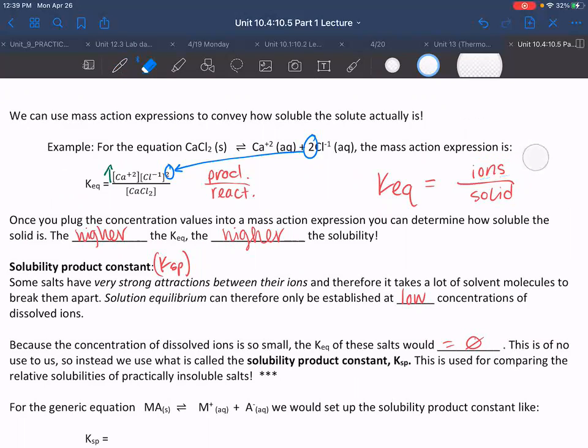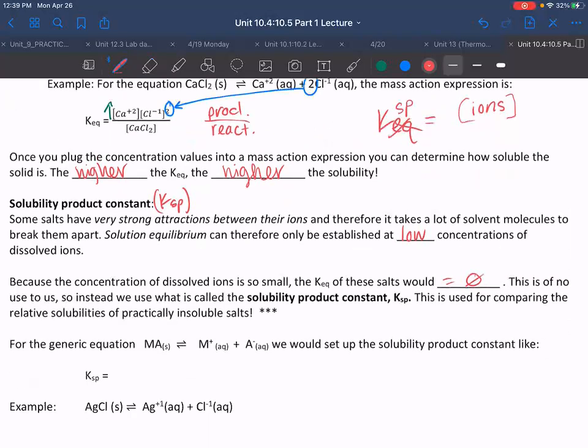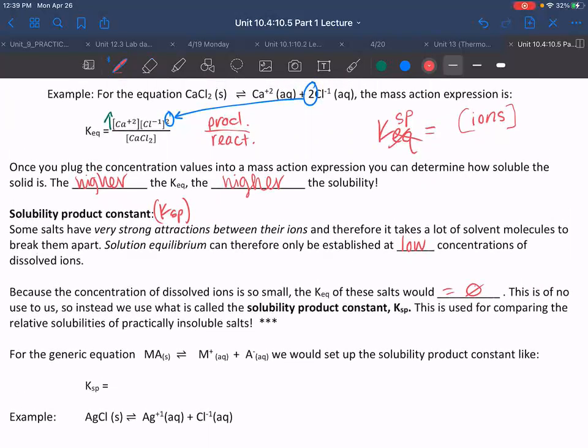So what we end up doing is just dropping out the concentration of the solid and looking at just the concentration of the ions. And we call this KSP. We use this to compare relative solubilities of really insoluble salts. What these 3 asterisks here are for is that the concentration of undissolved solid is ignored.